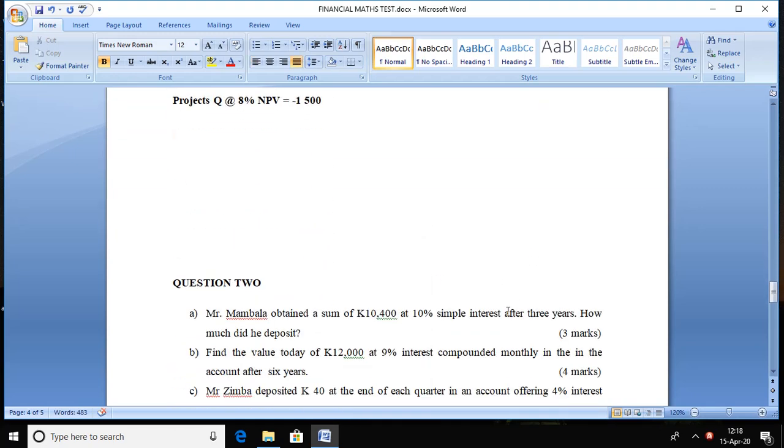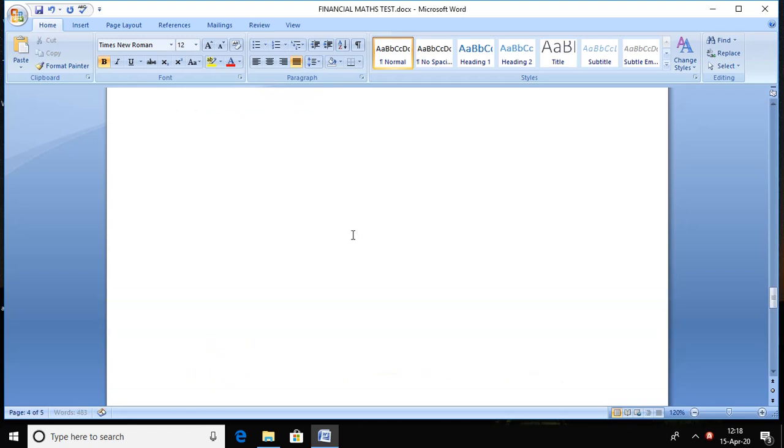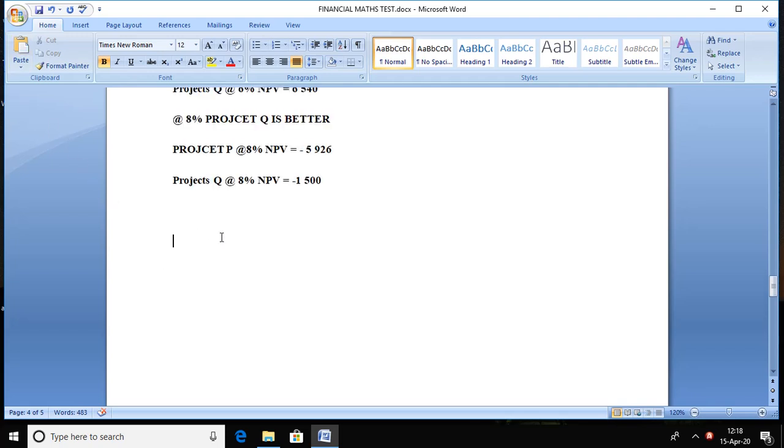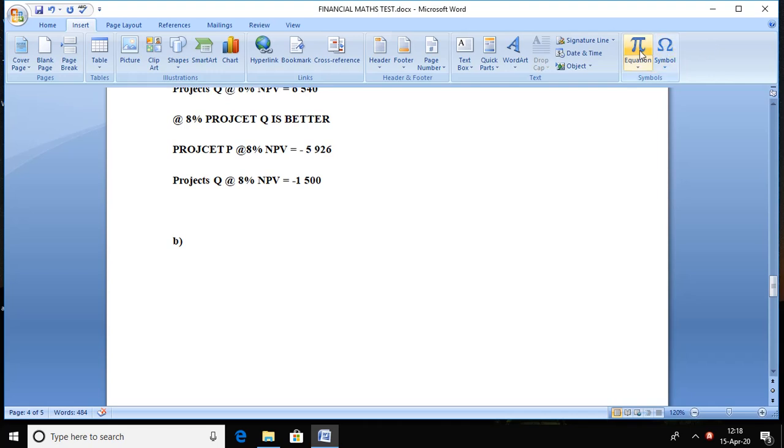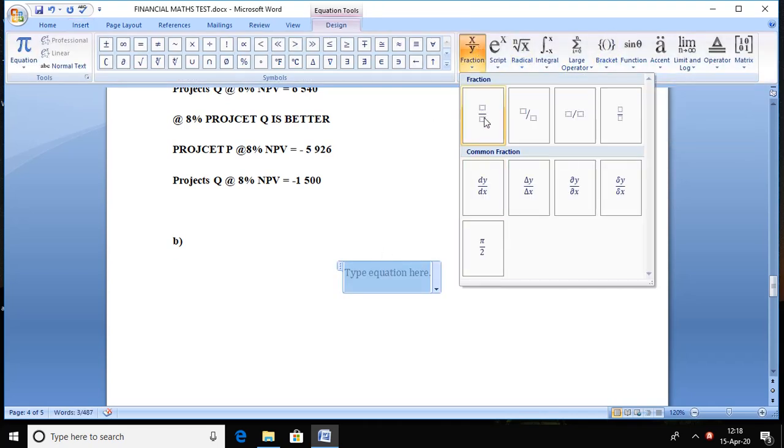Let's calculate the internal rates of return. So let's have the formula for the internal rate of return. This is part B of the question. The internal rate of return formula can be written as follows. Let me just bring down that formula.